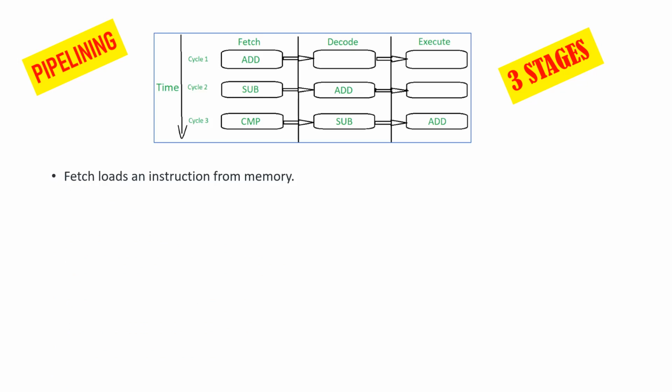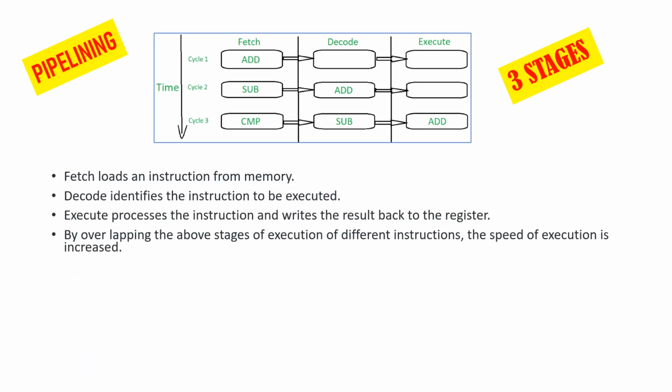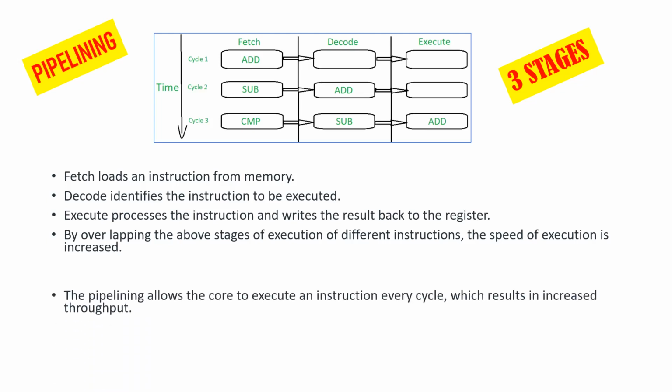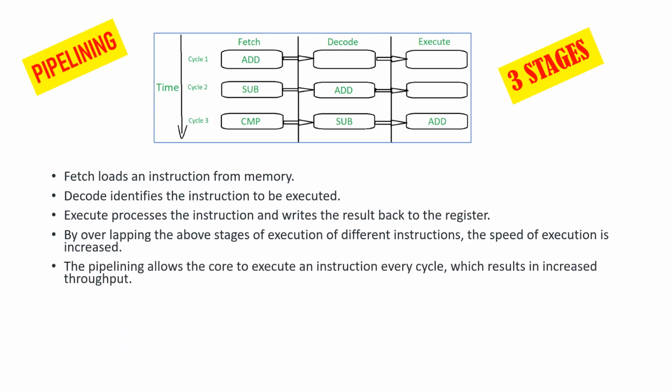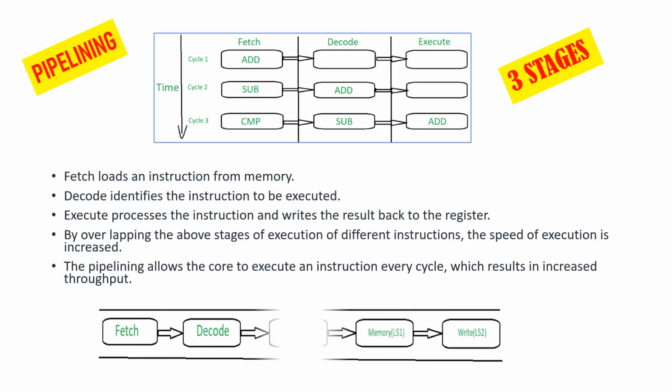It is 3-stage pipelining. Fetch loads an instruction from memory. Decode identifies the instruction to be executed. Execute processes the instruction and writes the result back to the register. By overlapping the above stages of execution of different instructions, the speed of execution is increased. So this is the concept of pipelining, which allows the ARM core to execute an instruction every cycle, which results in increased throughput.